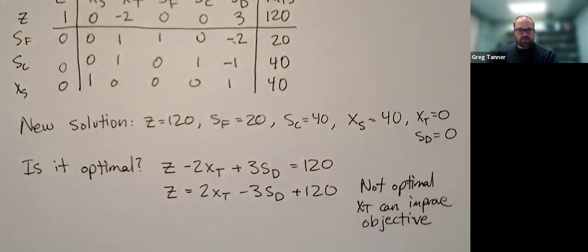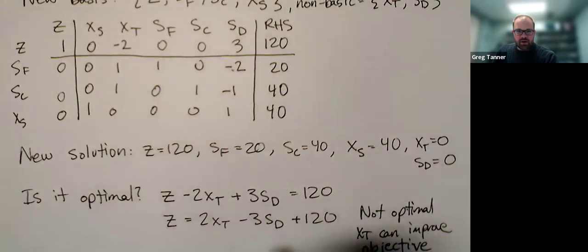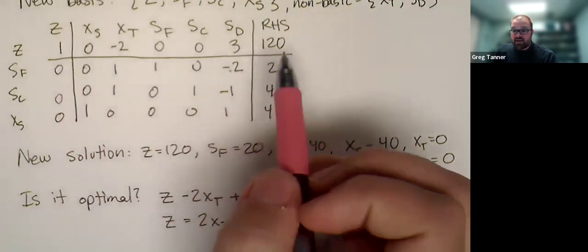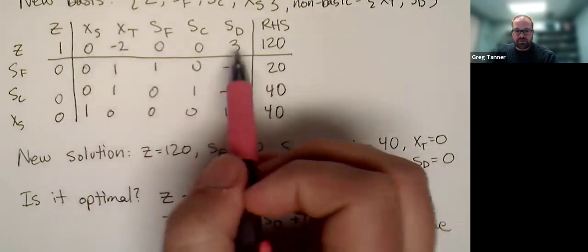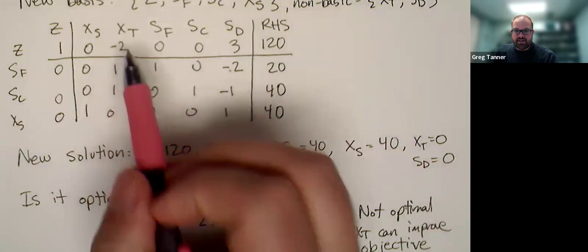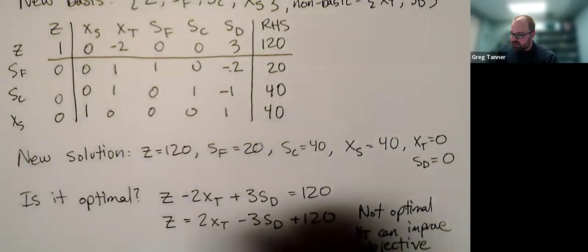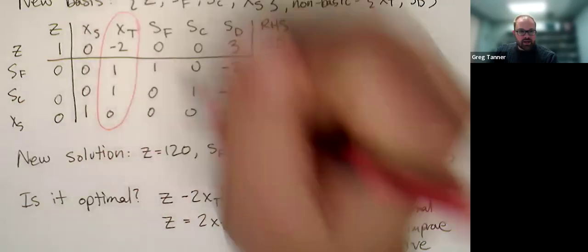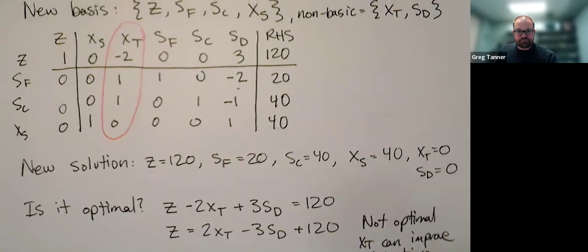So here's actually the way I do it. We've sort of done it the long way, but what you want to do is scan this top row. For a maximization problem, you want to look for negative coefficients for these variables here. It looks like XT has a negative coefficient, which means that once we move it over to the other side, it would be a positive coefficient and would increase our objective. Then I circle that column. XT is going to be our entering variable.